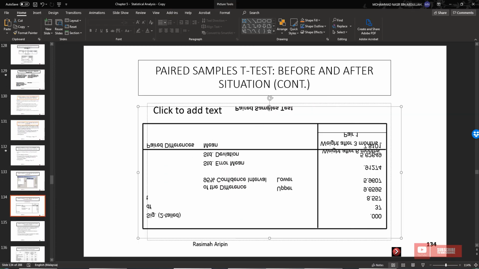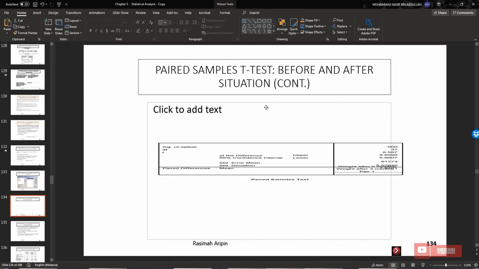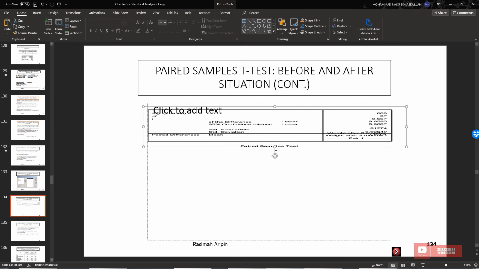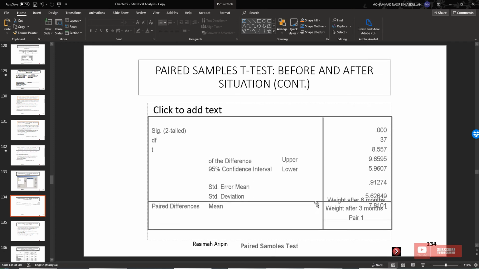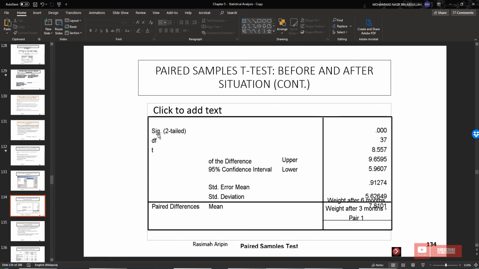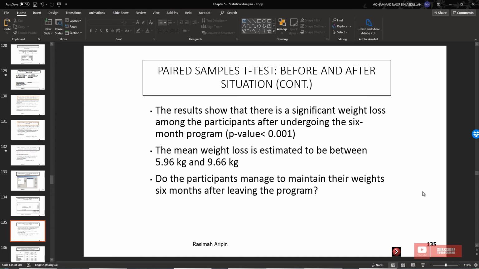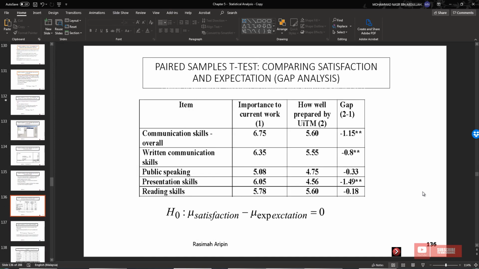If we look here, it gives the significance, two-tailed. This is the p-value and this is the t-value, the t-statistic with degrees of freedom, and this is the confidence interval, the lower confidence interval and upper confidence interval, right? So the interpretation is the same as the independent sample t-test.